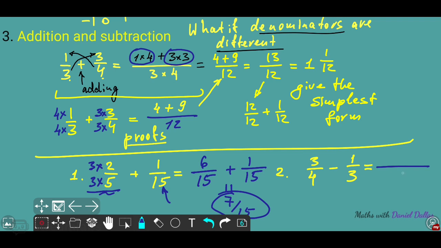So 4 and 3. And crisscross: 3 by 3 is 9, and 4 by 1 is 4. So the result is 9 minus 4 over 4 times 3. So the result here is going to be 4 over 12. And for the second one, you, John, are also correct. Okay, perfect. Let's get to the next one.